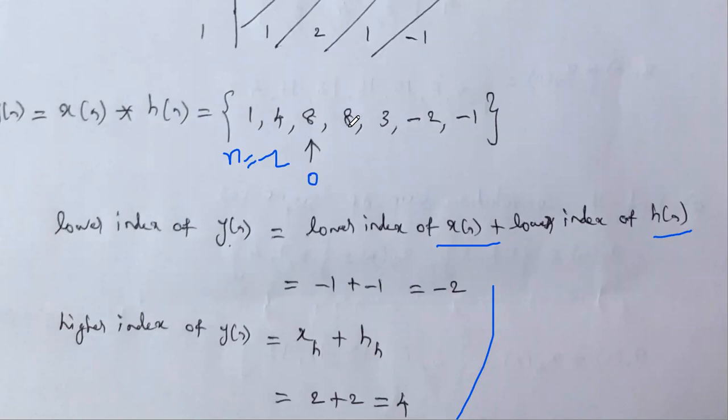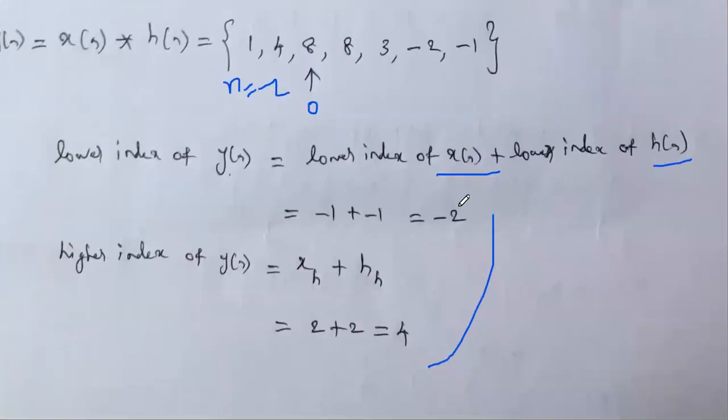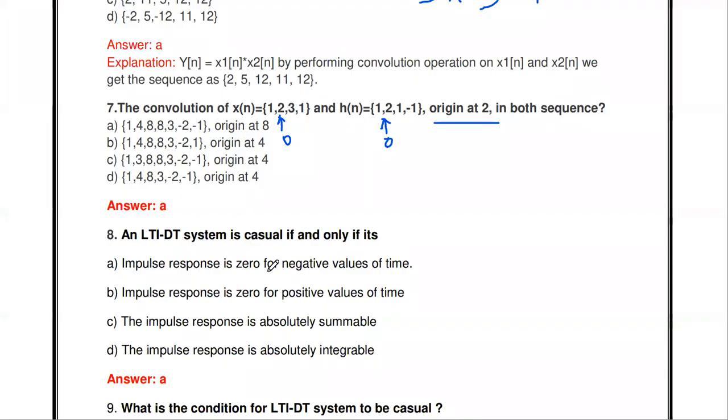Then the next 8 is n equal to 1. This is n equal to 2, this is n equal to 3, this is n equal to 4. So we get y of n from minus 2 to plus 4. This is the answer. You see the four answers are given. 1, 4, 8, 8, 3, minus 2, minus 1, origin at 8. So this is the correct answer. In the second option, origin at 4 is given, so this is not right. The remaining are wrong. So A is the correct answer.